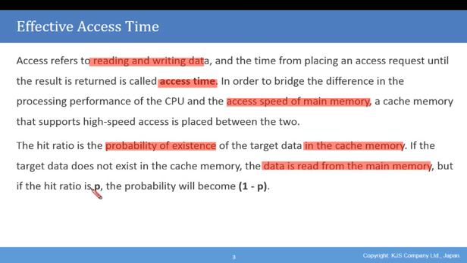But if the hit ratio is p, the probability of the data being in the main memory will become 1 minus p. Let's just create a brief sketch of what this looks like. Firstly, we have our CPU, which is going to call the instructions from the memory that we need to retrieve. If a value is needed from memory, it will first go to the cache memory.